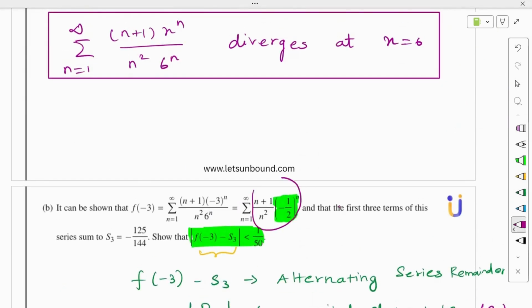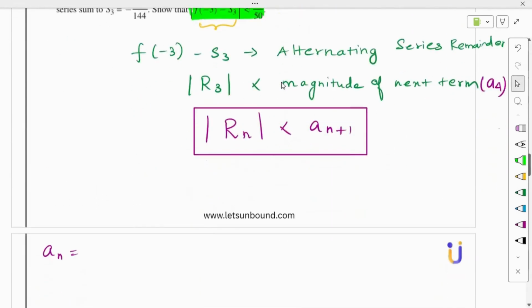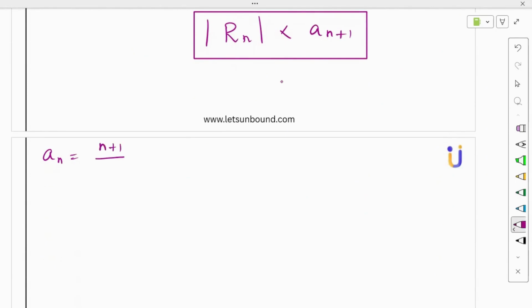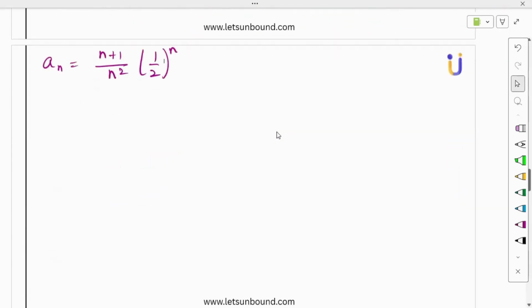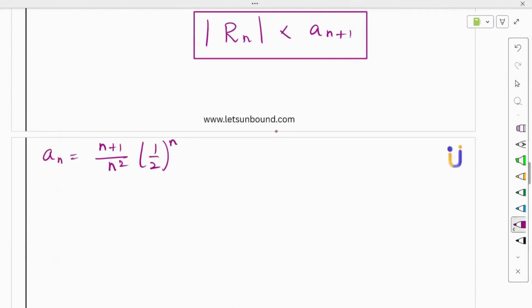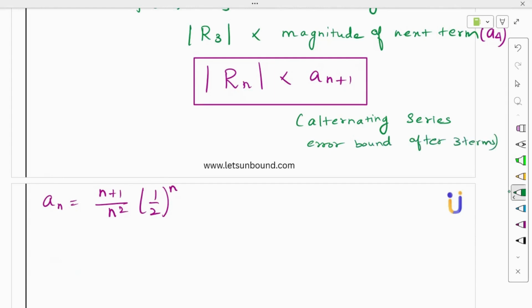I think this one is quite simple to take. So that minus is for alternating plus or minus. So I'm going to take n plus 1 over n square times half to the power n. So you might wonder where that minus is; it's alternating plus or minus. So this is the alternating series error bound after 3 terms, which is what we have listed here. So that's what we're going to do.